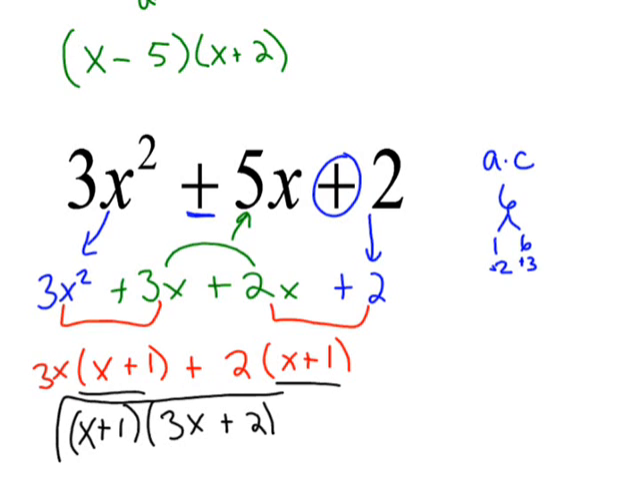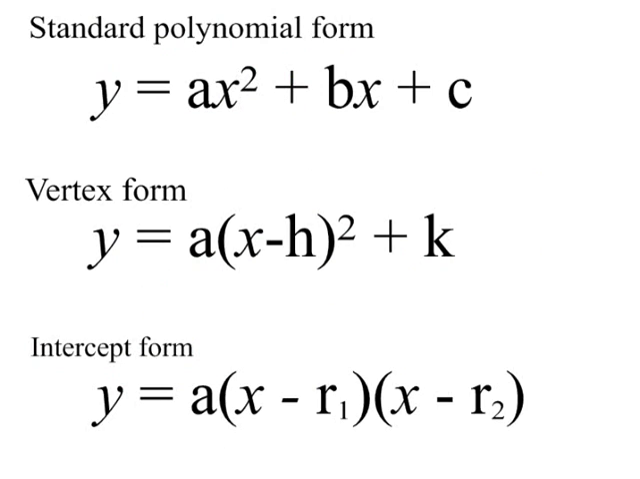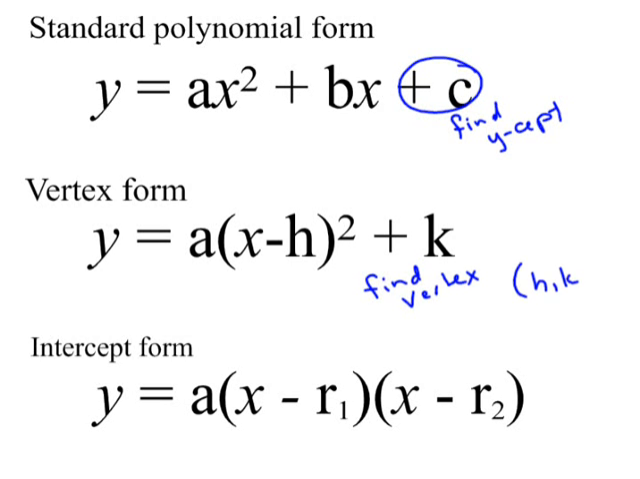So hopefully this is just review for you, so you have factoring down. Then we have three forms that we talked about yesterday as well for our quadratics. The first one is standard form, very helpful to find the y-intercept. Vertex form, which is helpful to find the vertex, which is your h, k. And intercept form, which is helpful when you need to find your zeros or your roots.